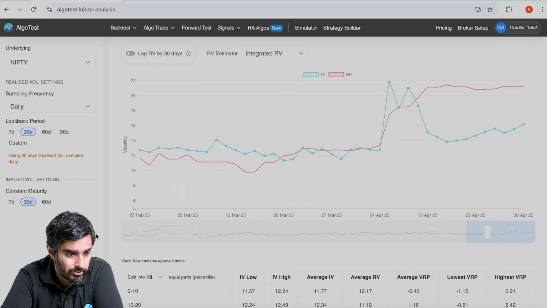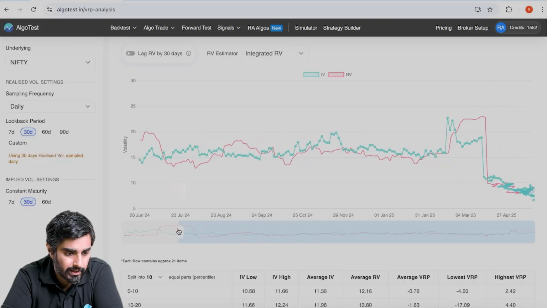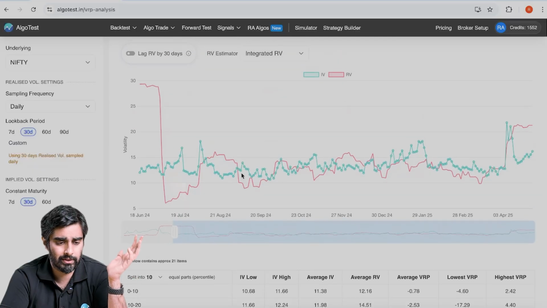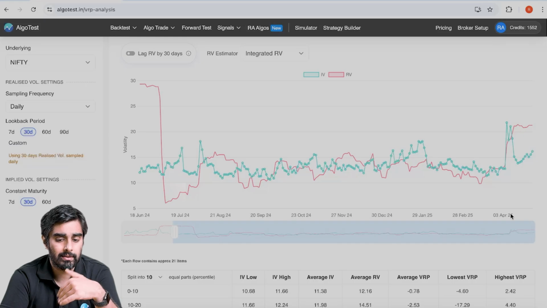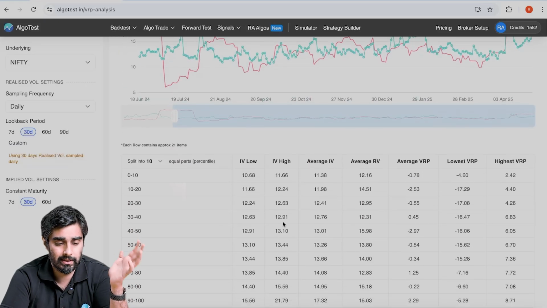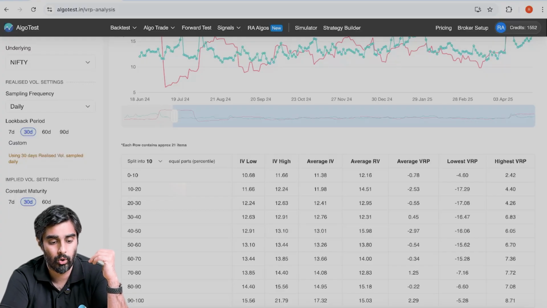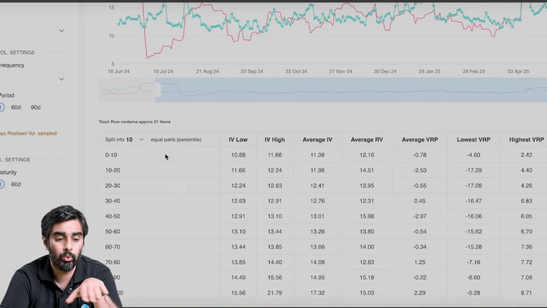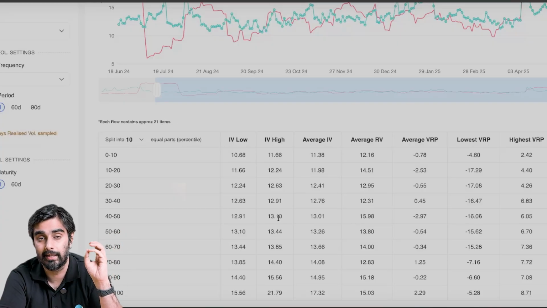Let me also explain to you this particular table, right? So what this table does, let's add some more data here, is it breaks the range of IV over the period. The earliest date I've selected here is 18th June 2024. So in the last 10 months or so, implied volatility has had a different range. It's gone from 10.68 all the way to 21.79. So all I've done is split this data into equal buckets. Here it says each row contains approximately 21 items. So each of these buckets has 21 days in it, right?